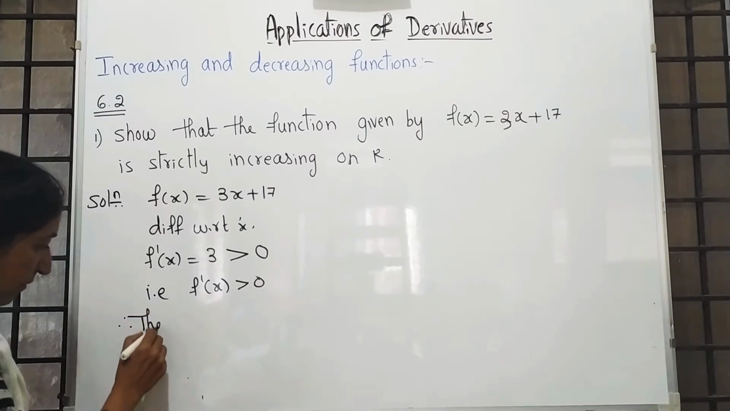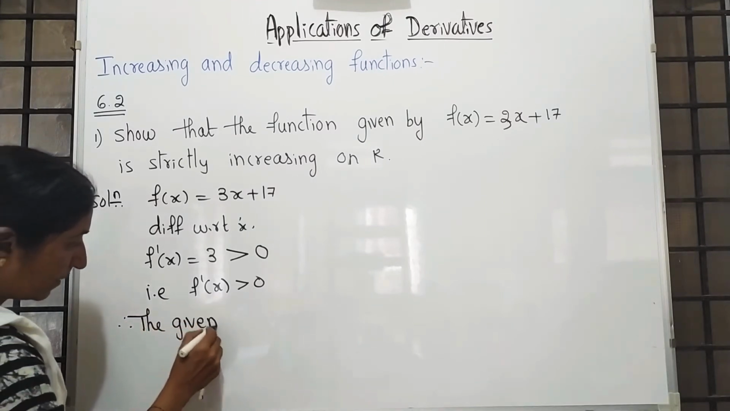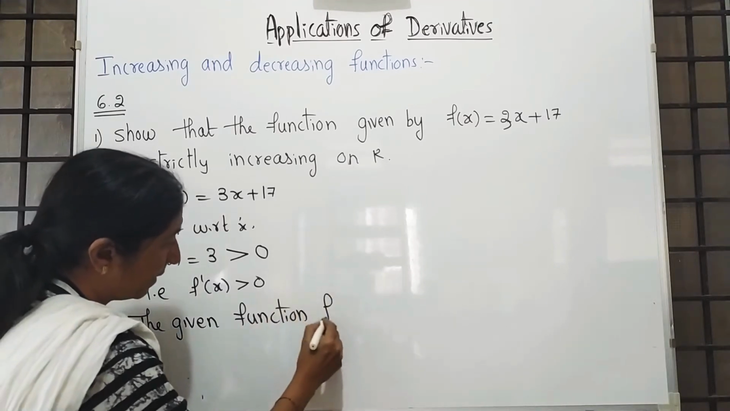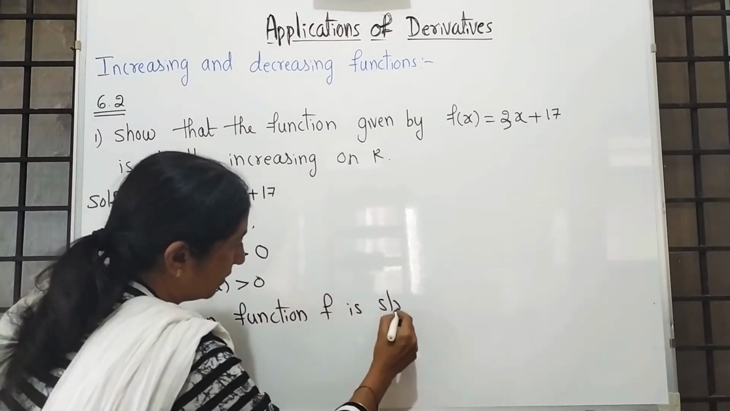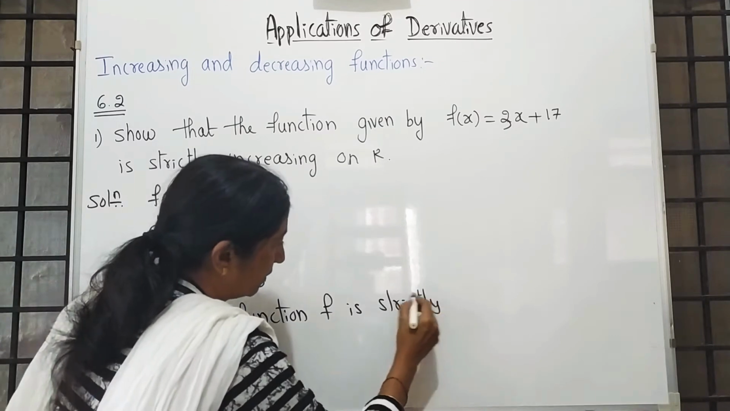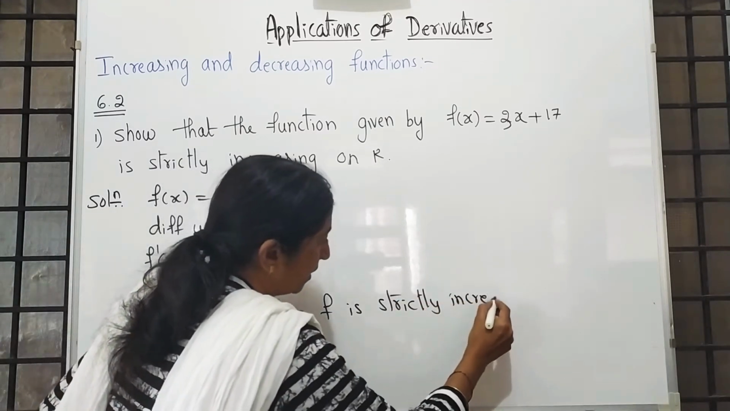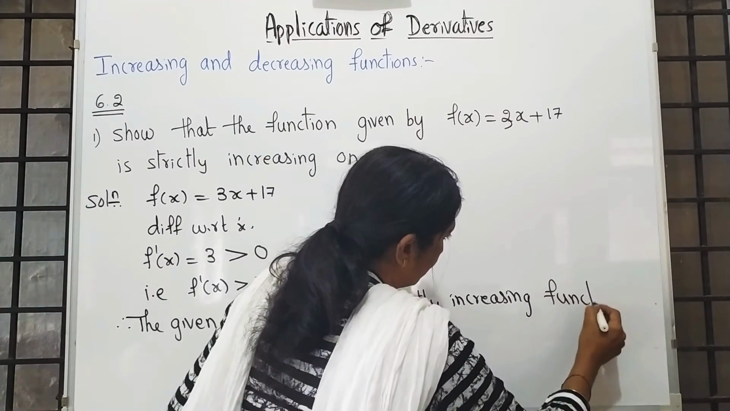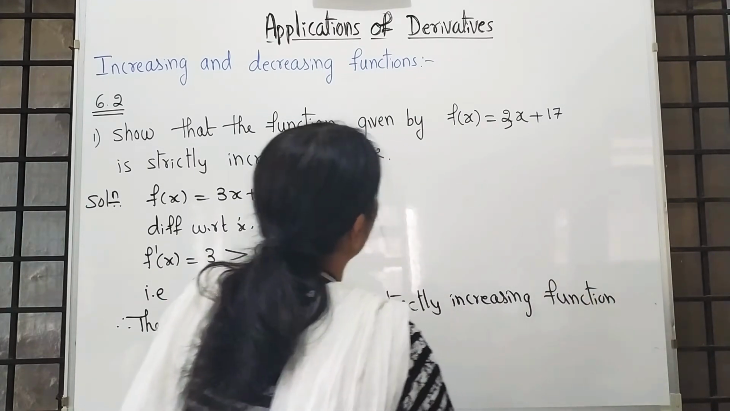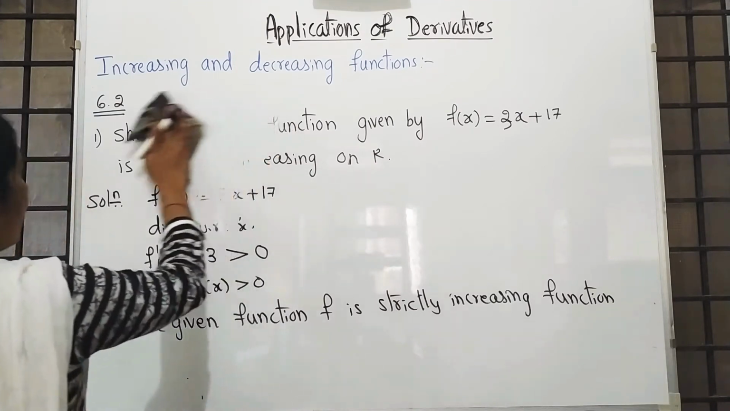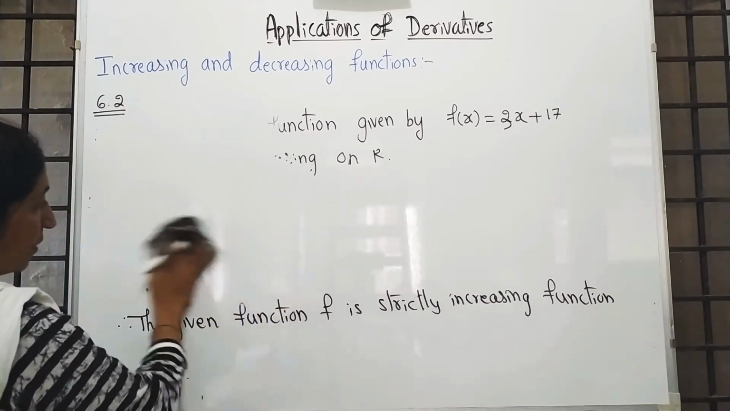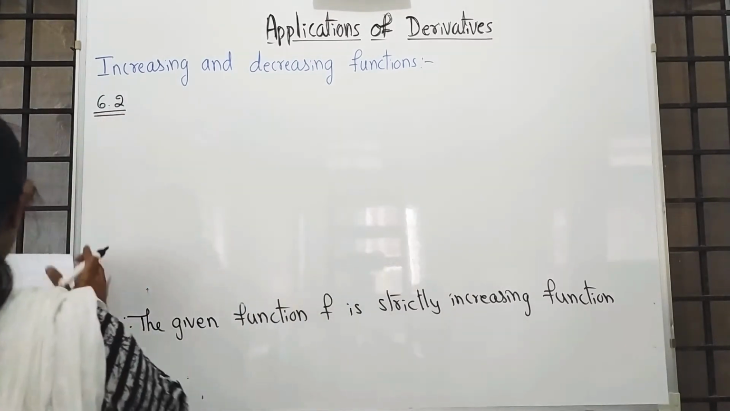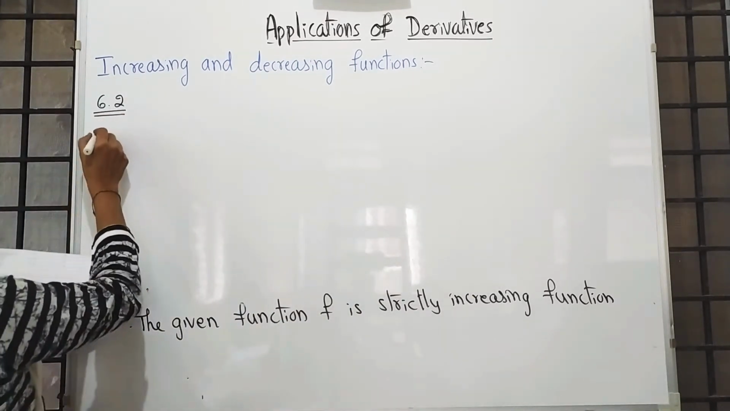Therefore, the given function f is strictly increasing function. See, only with the help of derivatives without graph. Now I am moving to the next example. In exercise 6.2, next example, second one.